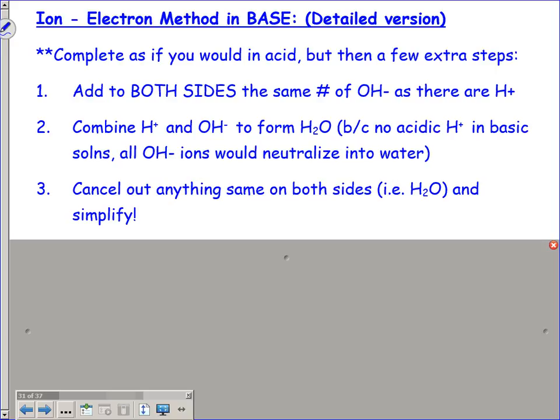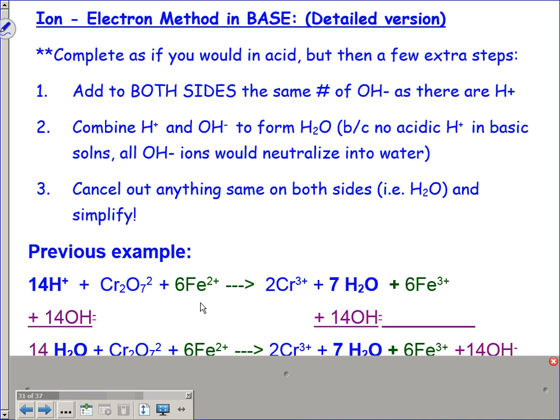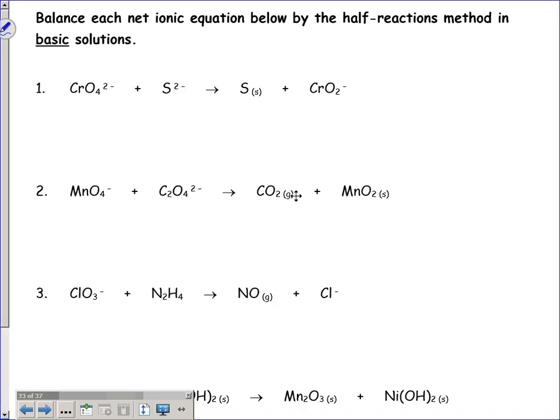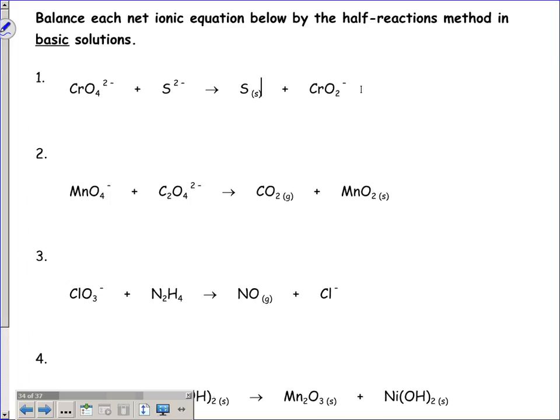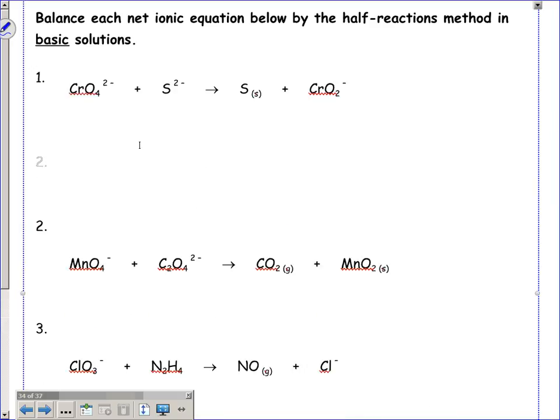All right, I think an example would be best to do now. I have my example from previous, but I'm going to do a fresh start here. So, on your sheet, let me pull up your sheet. I'm going to find it. Let's do the first one, chromium and sulfate or sulfide, etc. Let's balance it just as if we had an acid. Let's go ahead and do that quickly. Use your half reactions.